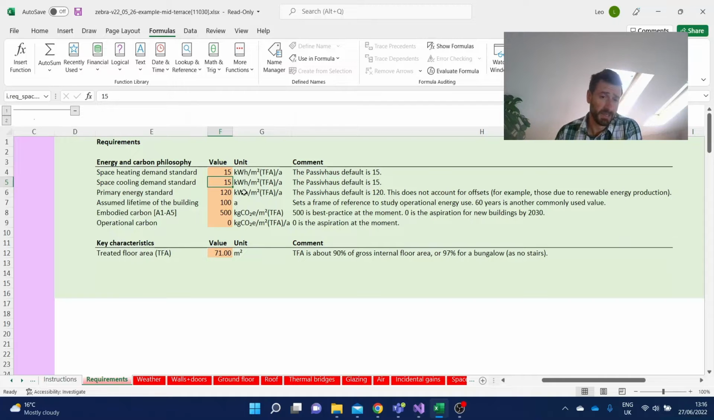The space cooling demand is just the same thing, but for cooling. So the maximum amount of energy we can use to cool the building.